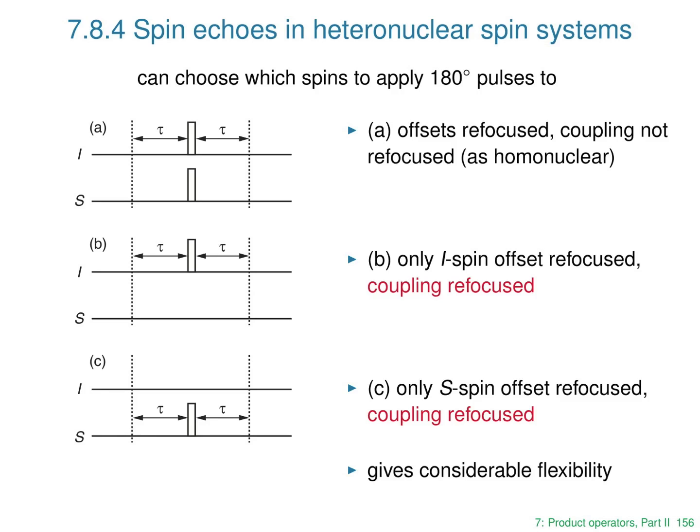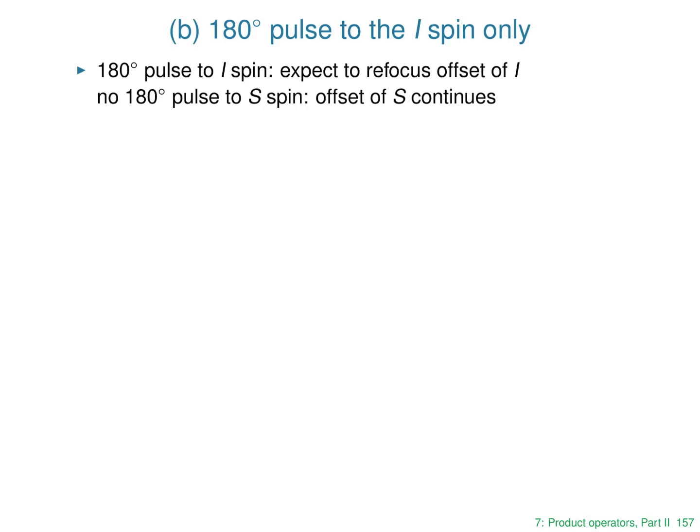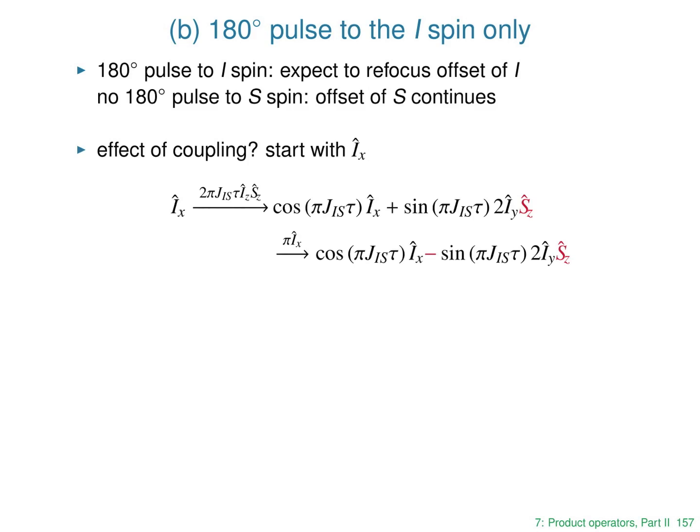So we're going to start out with sequence B. The 180-degree pulse is only applied to the I spin, so we expect it to refocus the offset of spin I, and seeing as there's no pulse on spin S, we don't expect the offset of spin S to be affected, and that is indeed the case. And now we're going to see what happens to the coupling.